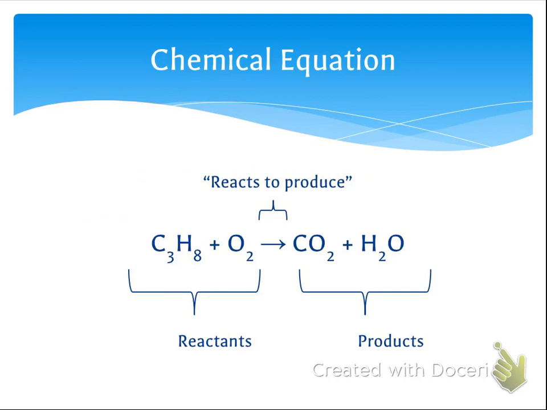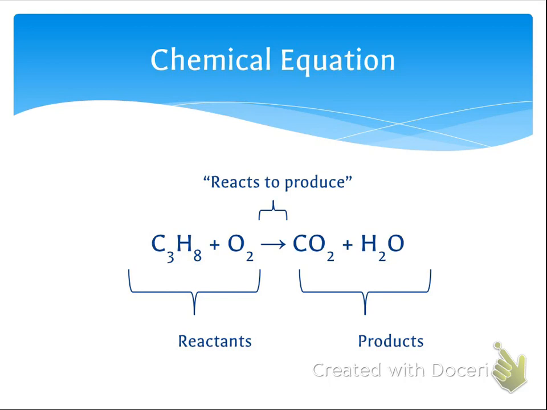Also, this reaction has a chemical equation which describes what happens when a chemical reaction occurs. So the chemical equation for this reaction would be C3H8 plus O2 reacts to produce CO2 plus H2O. Now we will break down what this equation represents. The compounds on the left represent the reactants, which are the starting materials in a chemical reaction. Then the arrow means reacts to produce. Finally, the compounds on the right side of the arrow represent the products.